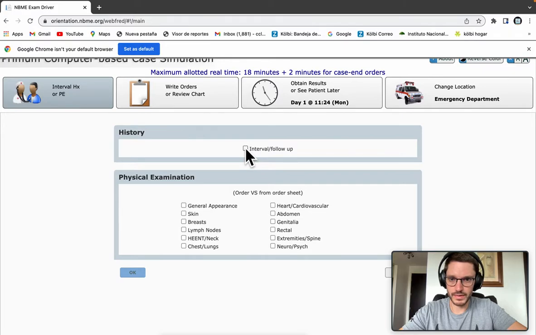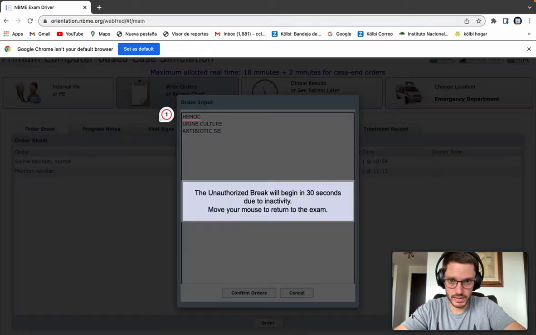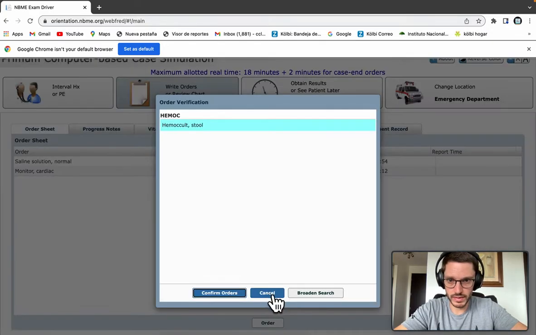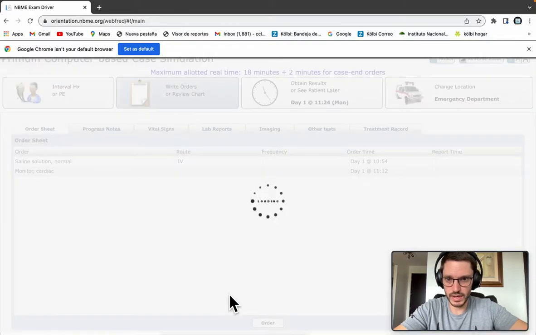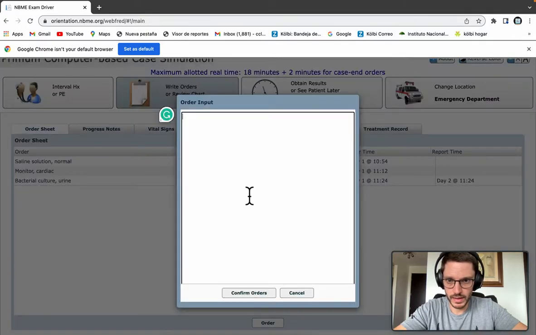So let's see, before that, let's ask for cultures. Culture, blood or hemocult, I believe it is. Urine culture and antibiotic sensitivity, maybe, not sure. And what else? Those are two good places to start. Hemocult, no, not that. That's not urine culture, not fungal. She doesn't have risk factors for all those others. No, not that. So blood culture.